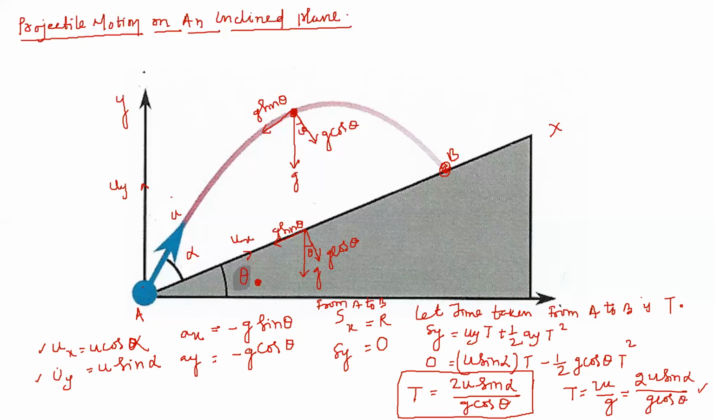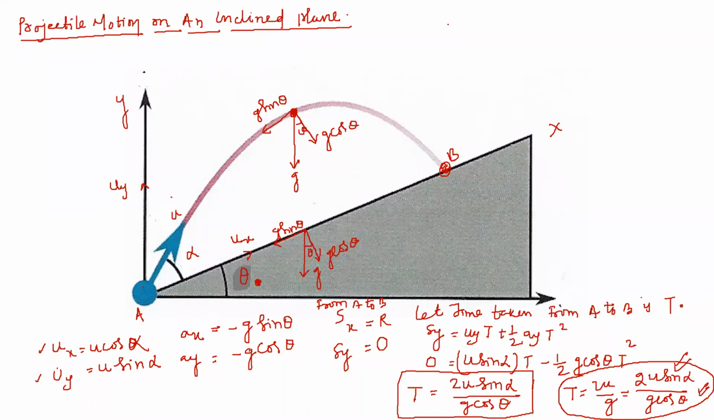So the one we just wrote, time of ascent is equal to total time of flight, is equal to how much? 2U sin alpha by G cos theta in the case of inclined projectile motion on an inclined plane. So students, we got the time of flight. Then we'll go for finding the horizontal range.